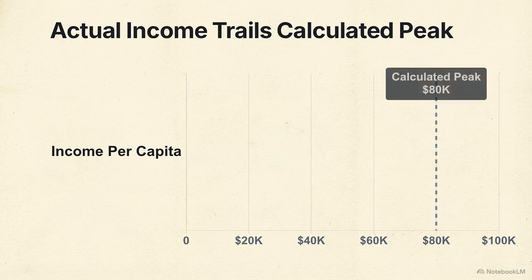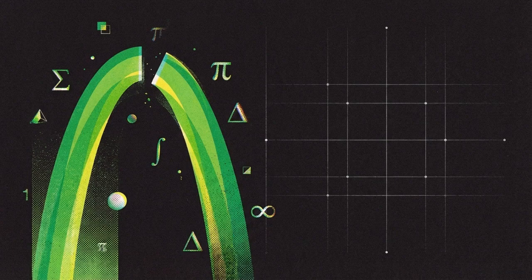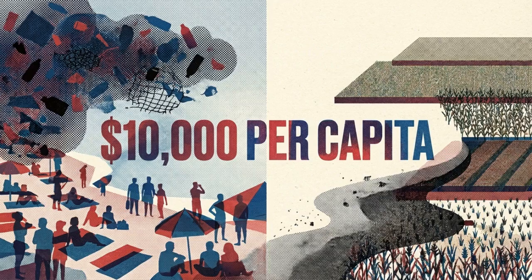If the math calculates a turning point of $80,000, but the region has only reached $40,000, the phase shift hasn't actually occurred. The curve remains incomplete. Even with panel data, we have to account for unobserved regional heterogeneity. A tourist hub generates waste differently than an agricultural zone, even if their per capita incomes match.